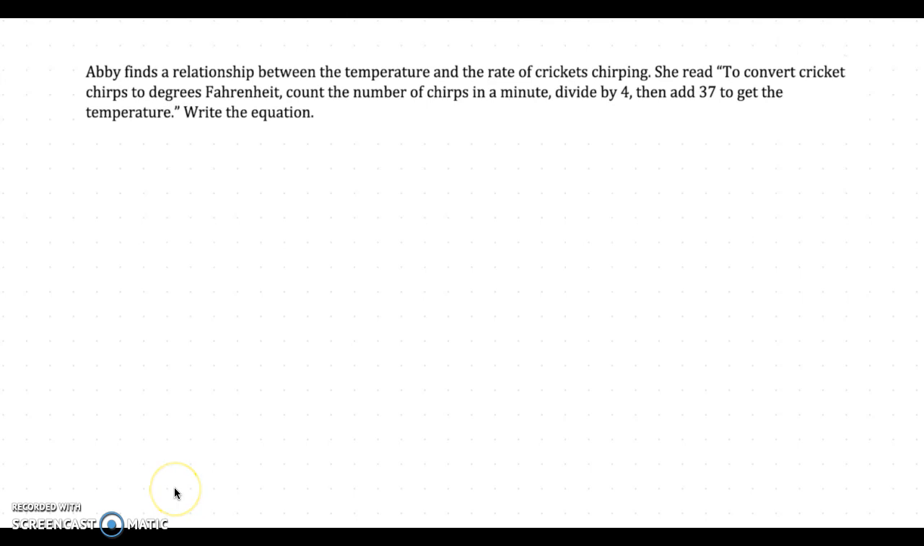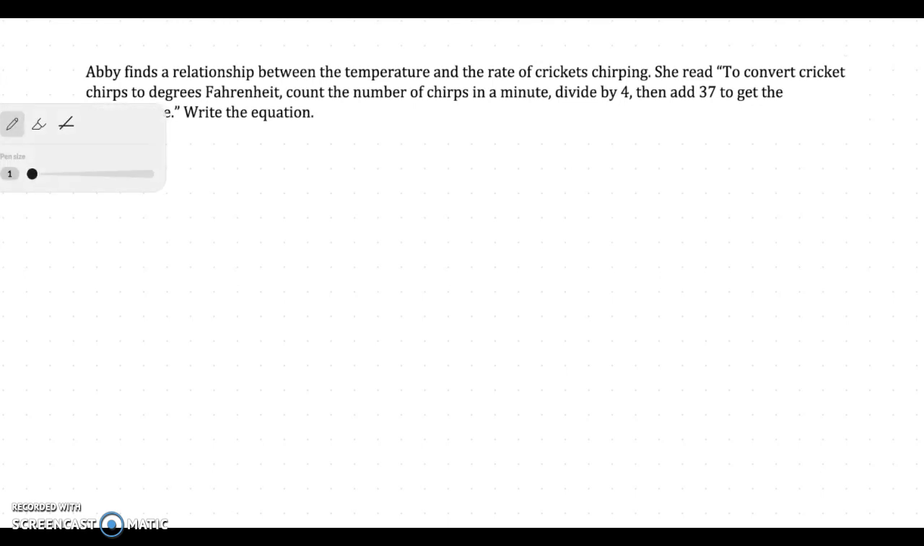It says, Abby finds a relationship between the temperature and the rate of crickets chirping. She read, to convert cricket chirps to degrees Fahrenheit, count the number of chirps in a minute, divide by 4, then add 37 to get the temperature. Write the equation.